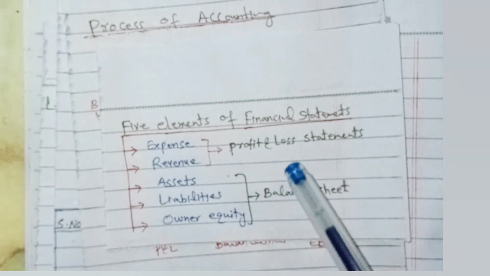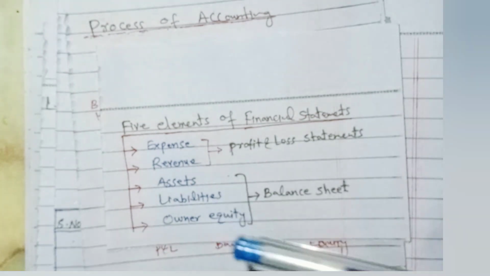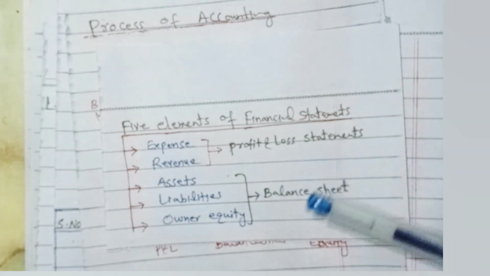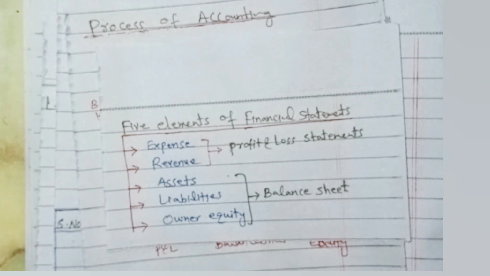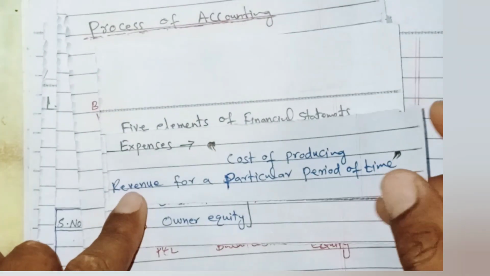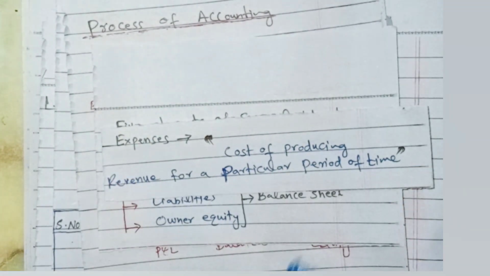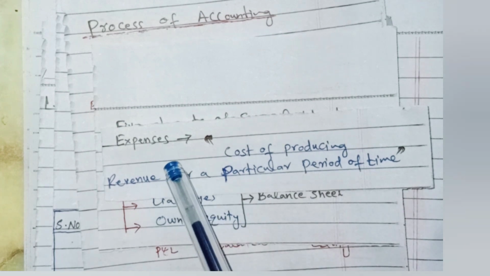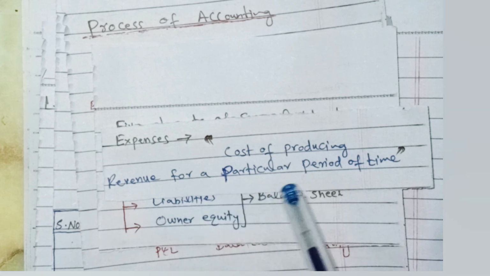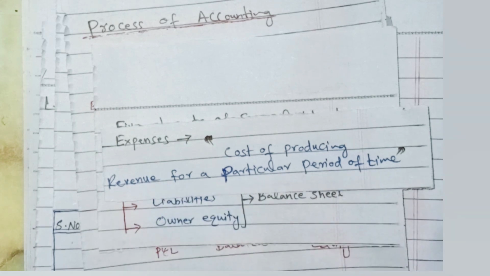Now I will explain with you one by one the 5 elements of financial statement. First of all, look at the definition of expense. Expenses, cost of producing revenue for a particular period of time, is called expense.